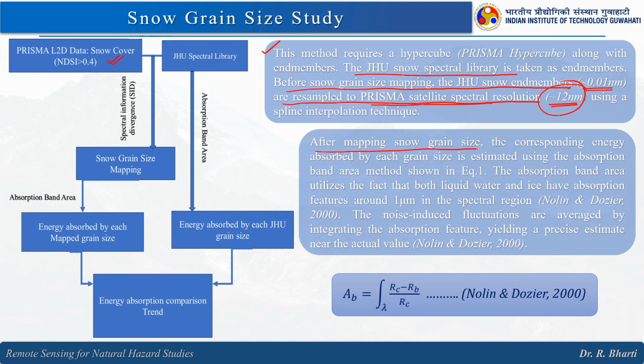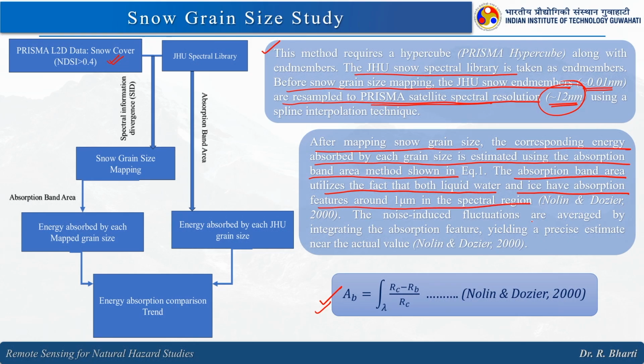After mapping snow grain size, the corresponding energy absorbed by each grain size is estimated using the absorption band area method. So, the equation is shown here. The absorption band area utilizes the fact that both liquid water and ice have absorption features around 1 micrometer in the spectral region, right. The noise induced fluctuations are averaged then by integrating the absorption feature, yielding a precise estimate near the actual value, right.